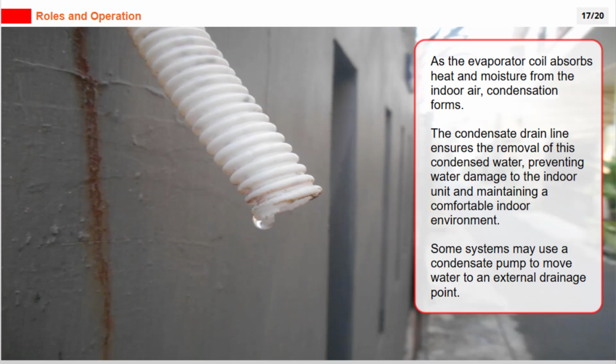As the evaporator coil absorbs heat and moisture from the indoor air, condensation forms. The condensate drain line ensures the removal of this condensed water, preventing water damage to the indoor unit and maintaining a comfortable indoor environment. Some systems may use a condensate pump to move water to an external drainage point.